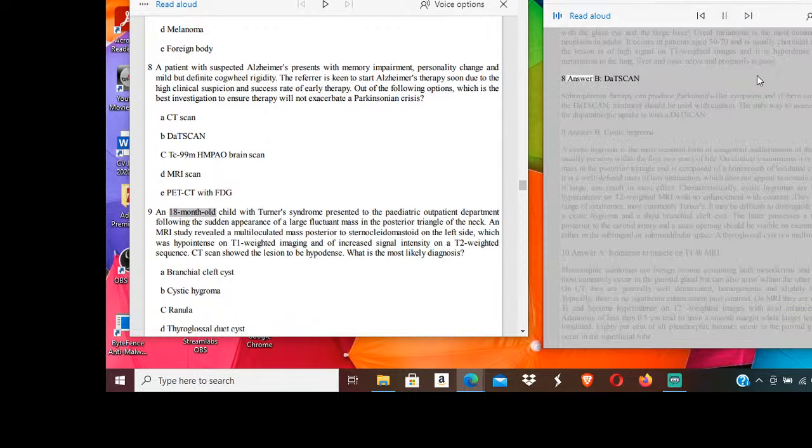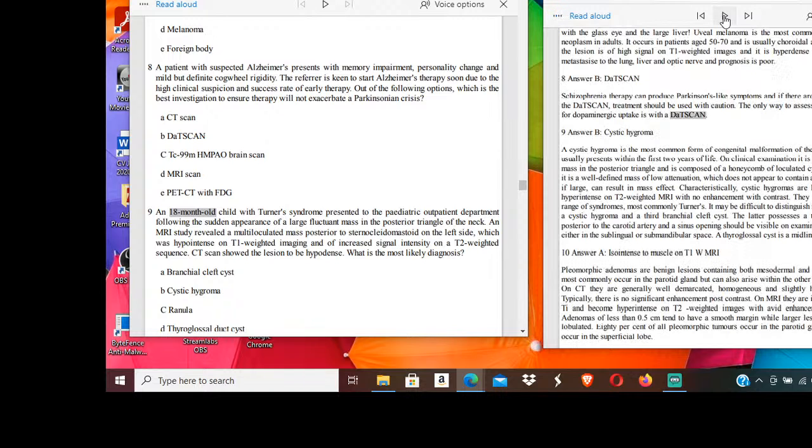Answer B, the DaTSCAN. Alzheimer's therapy can produce Parkinson's-like symptoms, and if there are equivocal changes on the DaTSCAN, treatment should be used with caution. The only way to assess presynaptic receptors for dopaminergic uptake is with the DaTSCAN.